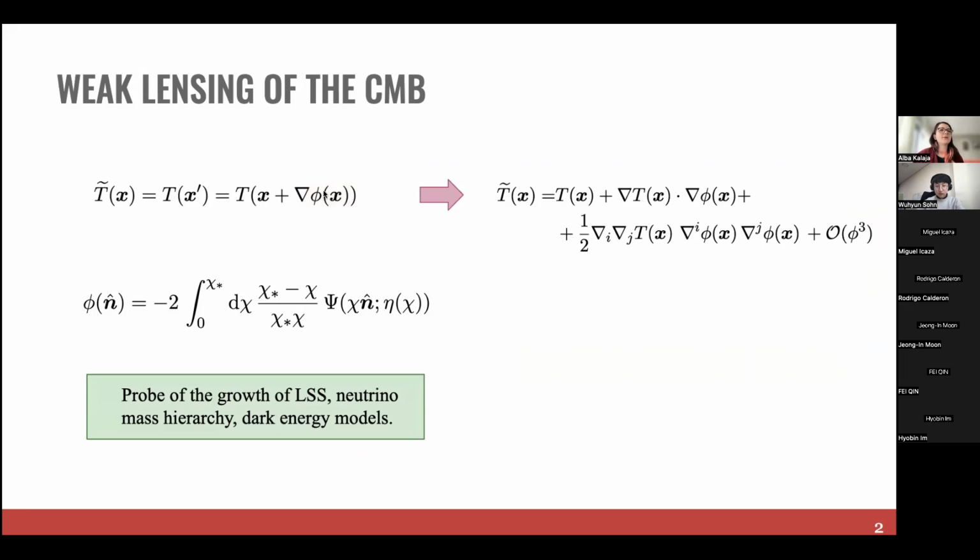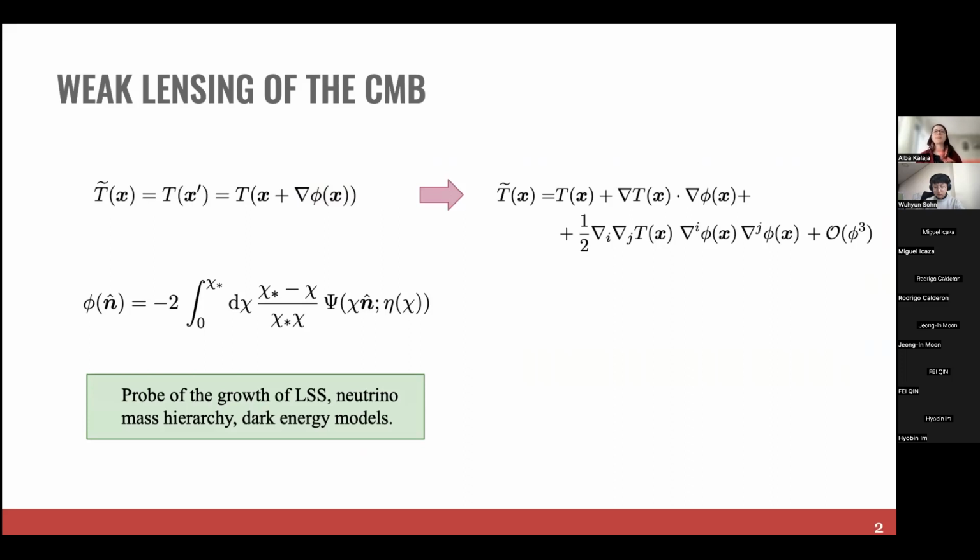Now, as I showed you, this angle here is very small, and so what we can do is expand this expression in terms of this angle, which is the gradient of the lensing potential. And as you can see, this expansion also depends on the gradient of the temperature anisotropies. Also, one note here is that I'm talking about temperature, but obviously this effect is visible in the polarization anisotropies of the CMB. But in this work, we focus on temperature, so that's why I'm focusing mostly on that during the talk.